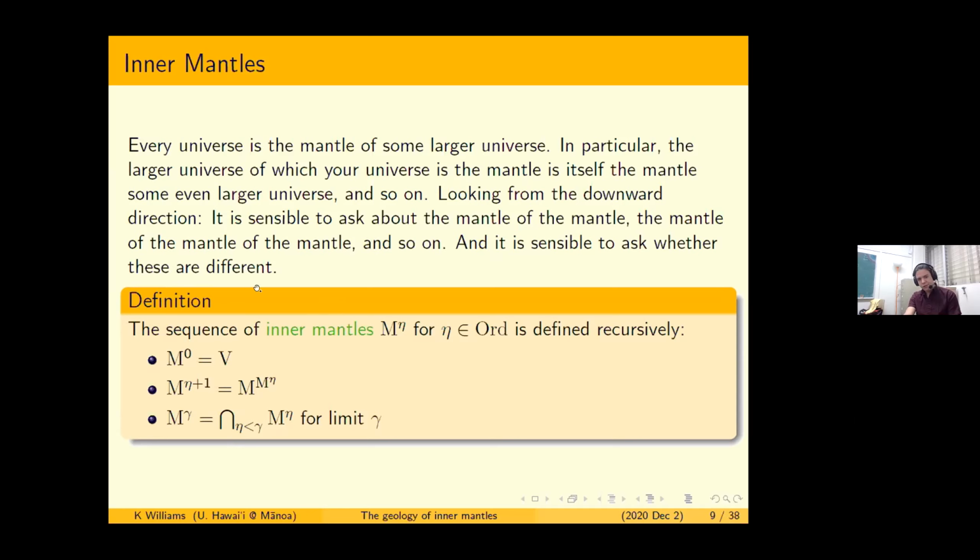Okay. And so this gives you a sequence. Possibly at some point it stabilizes. For example, if you start off with a model of V equals L, then all of the inner mantles will just be L itself. That's not very interesting. But you can ask, maybe it's longer before it stabilizes. How long can we get? Is every model the eta inner mantle of some extension?